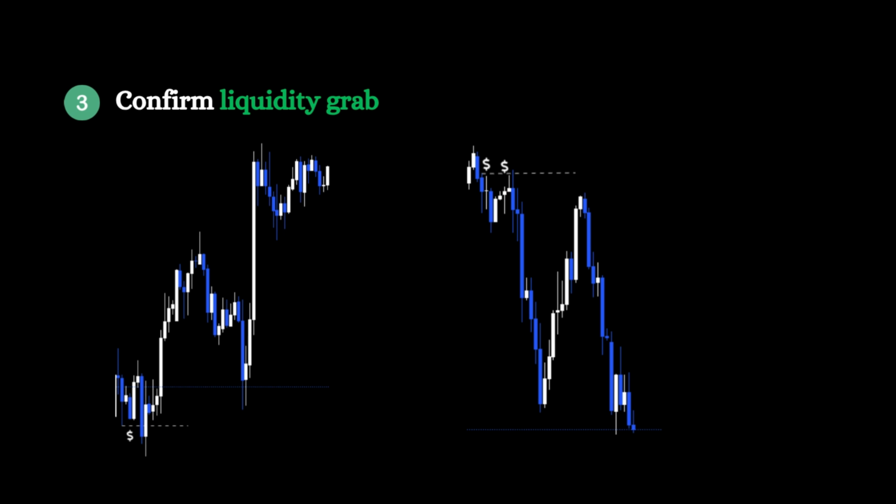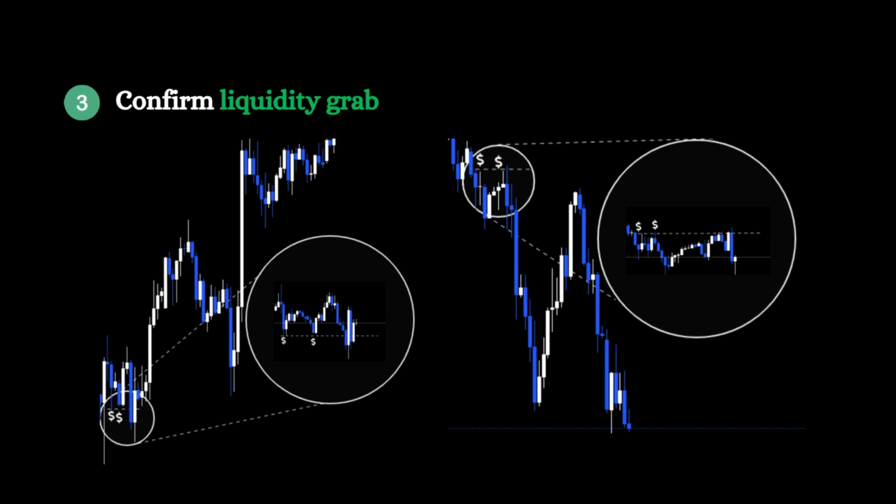For the fourth and final point, let's talk about liquidity. It's not a requirement to validate an order block, but its presence can significantly increase the probability of success. From my own experience, after more than 3 years of trading order blocks, I've often taken trades without a liquidity grab, and it still works effectively.